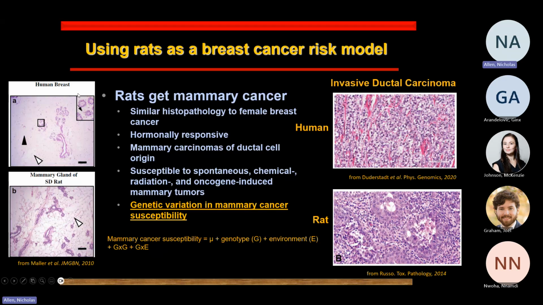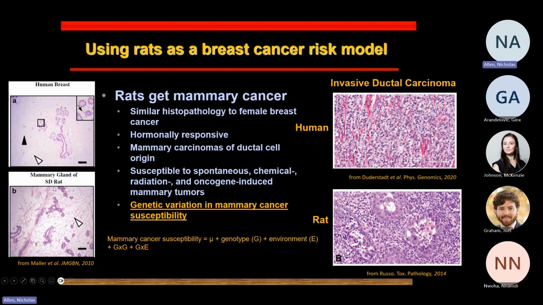Here, you have some histology images. On the left here, you can see normal or non-disease tissue, showing you human breast tissue and rat mammary gland. So when we talk about human tissue, we talk about breast tissue, breast cancer. When we talk about mice or rats, we talk about mammary glands and mammary cancer, okay? Mammary carcinomas.